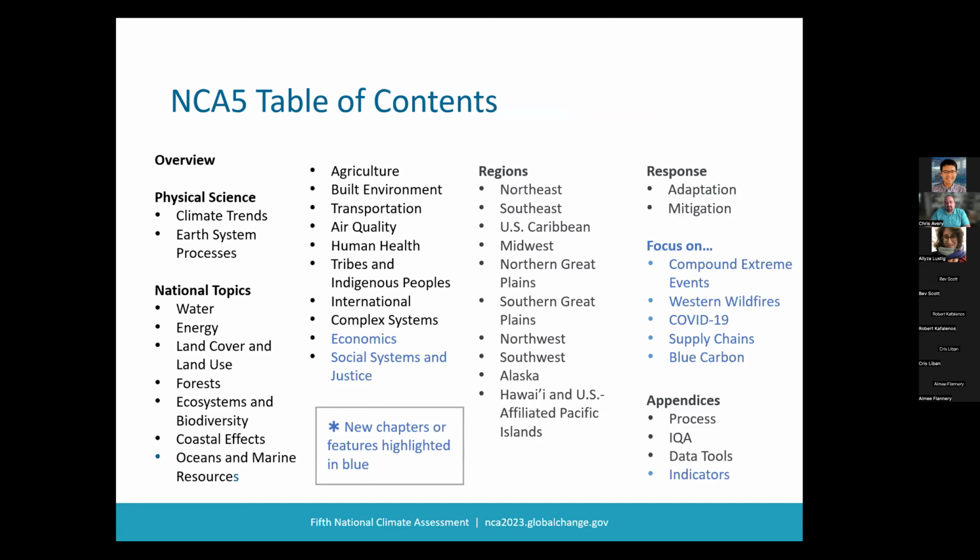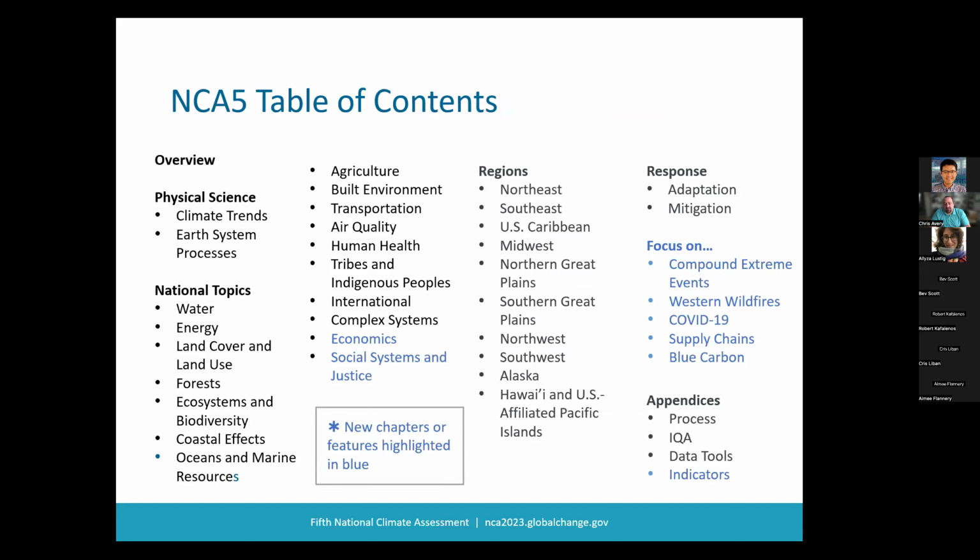So now let's take a look at the NCA5 table of contents. Like previous NCAs, NCA5 covers national level topics, regions, and response to actions. The report opens with an overview, which is followed by 2 chapters dedicated to the physical science of climate change. Then there are 10 national topic chapters, the 10 regional chapters, and 2 response chapters, although response actions are also discussed throughout the entire report.